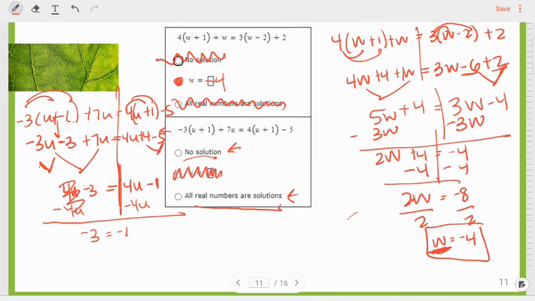Here's how I tell if they are different, meaning the two numbers that I have remaining are different, there's no solution. If they are the same, it is infinite solutions. So I end up with negative 3 equals negative 1, so that's no solutions.